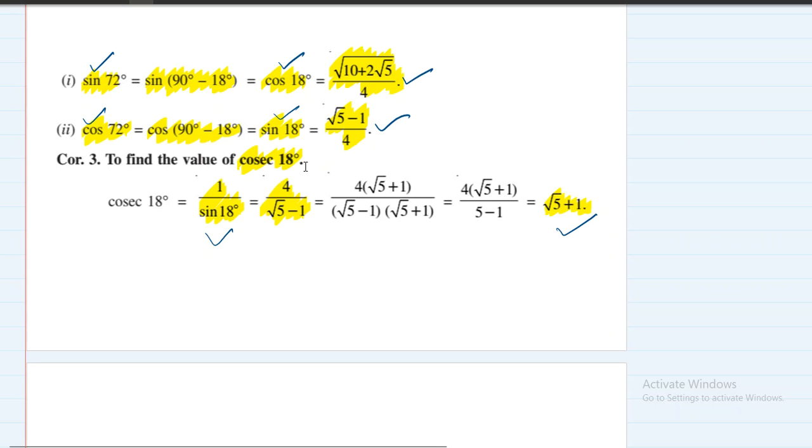Cosec 18. Cosec 18 is the reciprocal of sine 18. We know the value of sine 18, 4 by (√5 minus 1). Now we just rationalize the denominator. When we rationalize the denominator, we get the value of cosec 18 as √5 plus 1. Very simple.